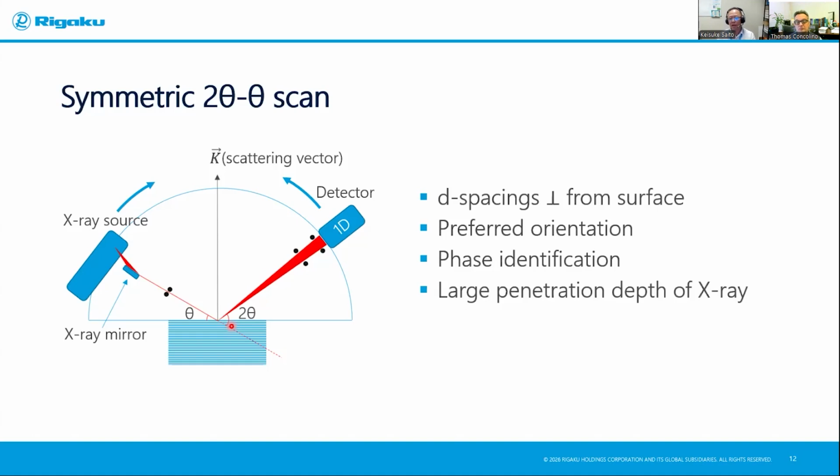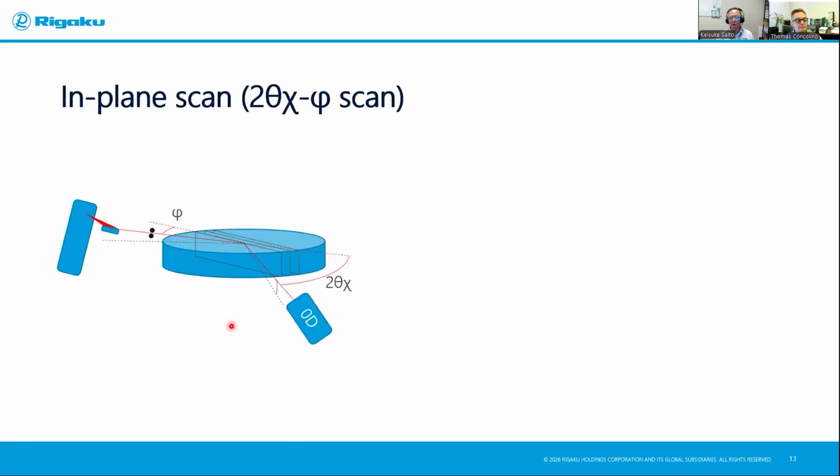But in this geometry, there is one big disadvantage for thin film, which is the penetration of the X-ray. The X-ray penetrates very, very deep. So the majority of the information comes from the substrate or thicker layer. If you're interested in the thin layer, the thin layer diffraction peak is hidden by the majority of the information from the substrate. So we may need to switch over to grazing-incidence X-ray diffraction geometry.